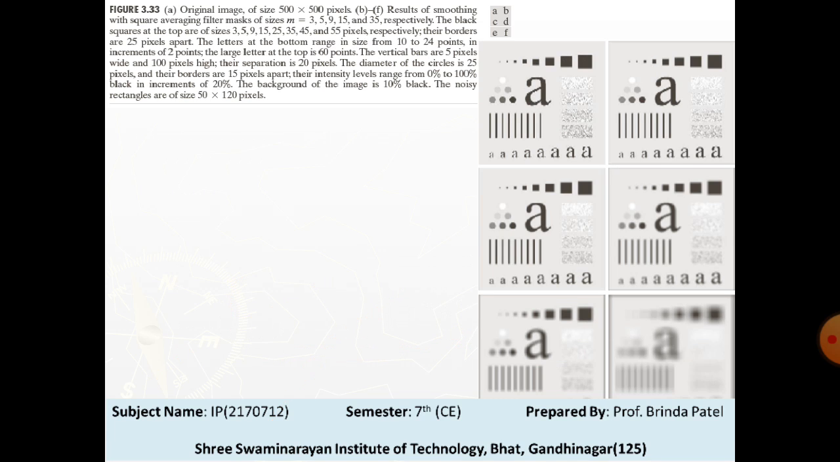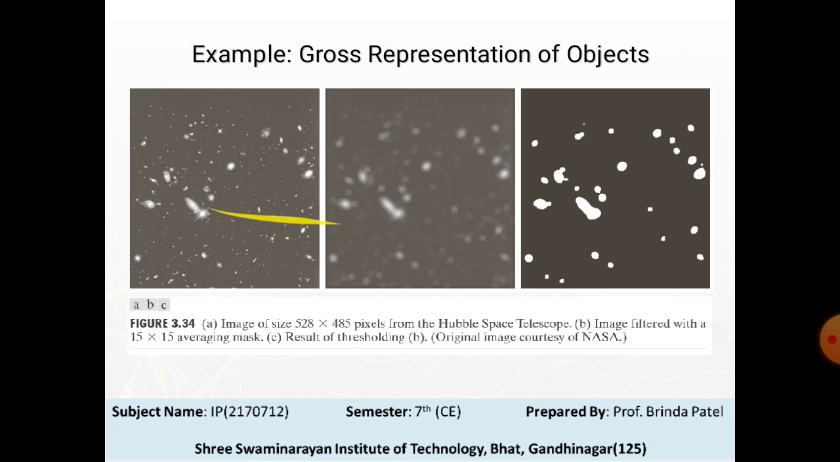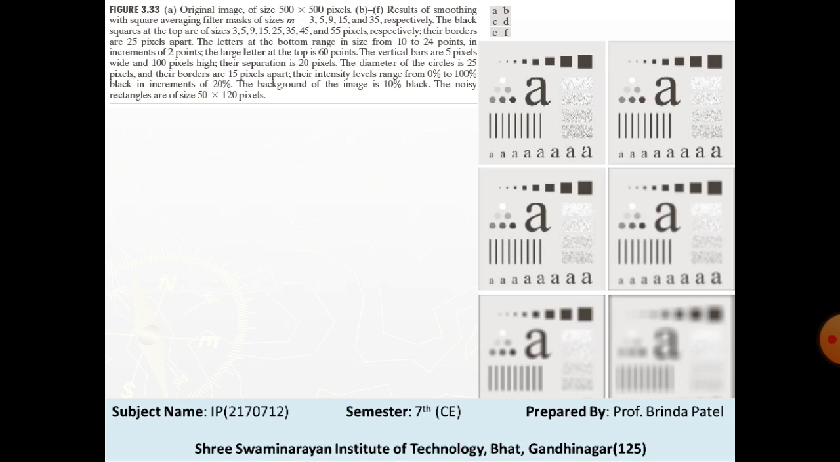So the effects in the smoothing as a function of filter size are illustrated in this figure, which shows an original image and the corresponding smoothed results obtained using square averaging filters of sizes m equal to 3, 5, 9, 15 and 35 pixels respectively.